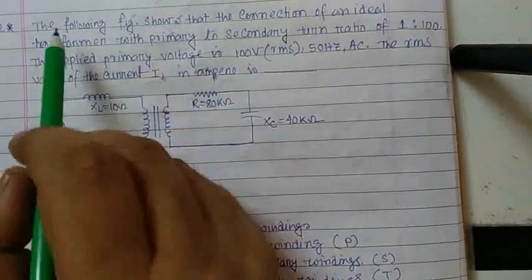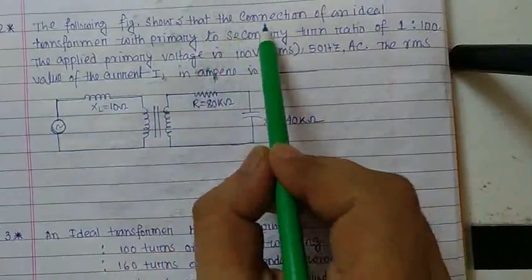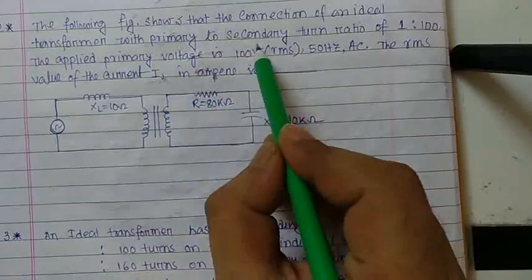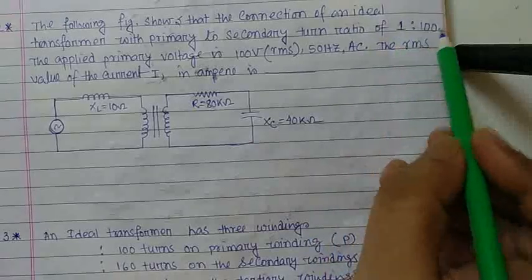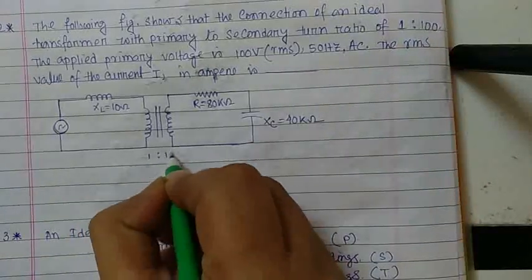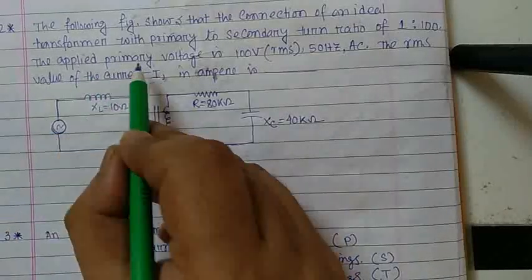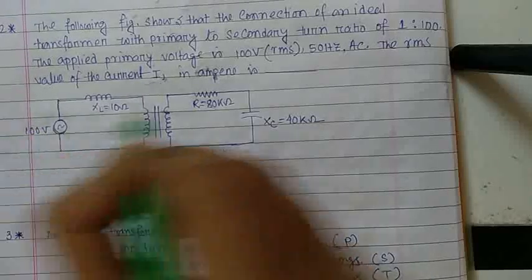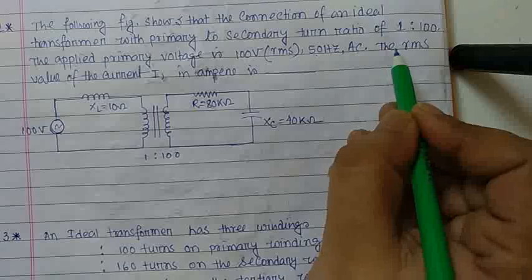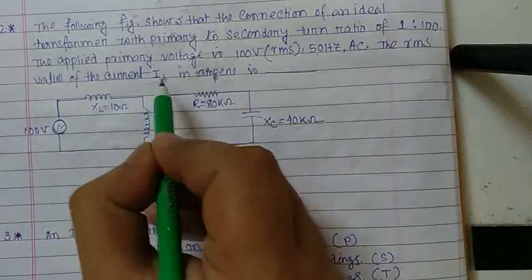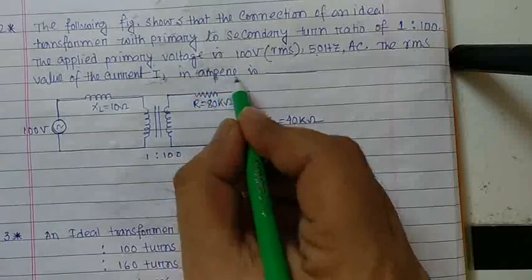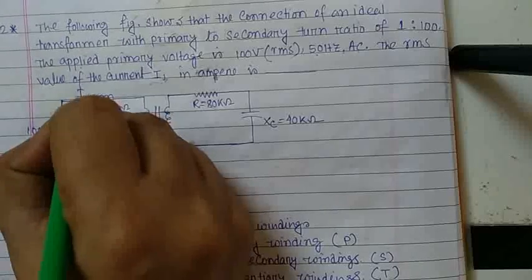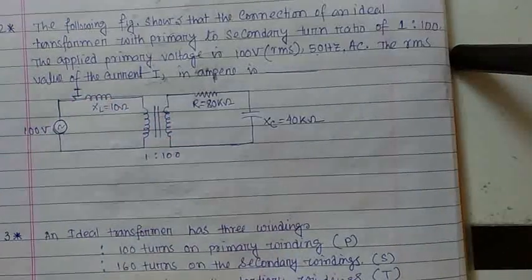Next question. The following figure shows the connection of an ideal transformer with primary to secondary turn ratio 1:100. The applied primary voltage is 100 volt RMS, 50 Hz AC. The RMS value of current I in ampere is to be determined here.